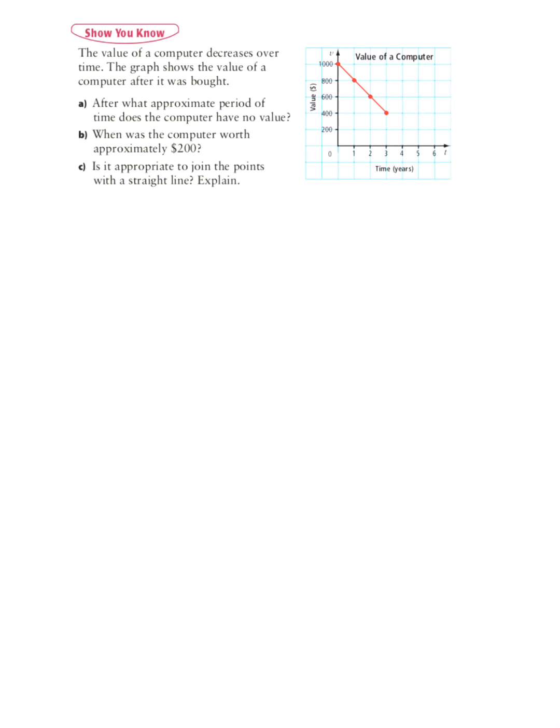So the value of a computer decreases over time. Here's our first example. The graph shows the value of a computer after it was bought. So obviously when you buy a computer and try to sell it 3 years later, you can't make back what you purchased it for, right? That's what this graph is showing. So after what approximate period of time does the computer have no value? Okay, so when is the value 0? So we're trying to find for part A, when the value is 0, how long does that take?